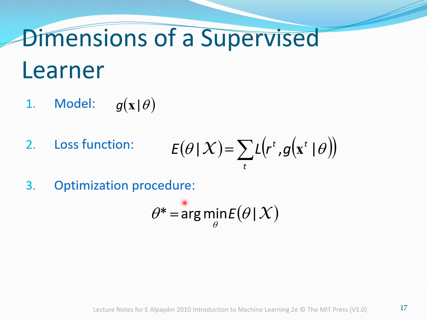Optimization procedure, where argmin returns the argument that minimizes. This is the optimization procedure.